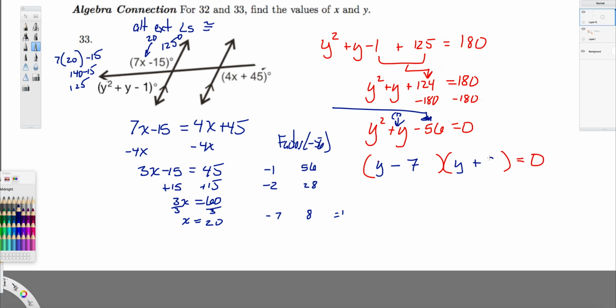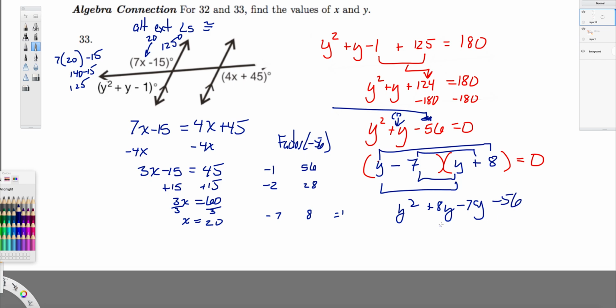And we could check this. I mean, we can go y times y is y squared. That's first. Outer. Inner. That's an ugly y. Last. Negative 56. And then these added together give me the y. So I'm just checking it. And that works, right? Little Command Z action here. Let's back this up.